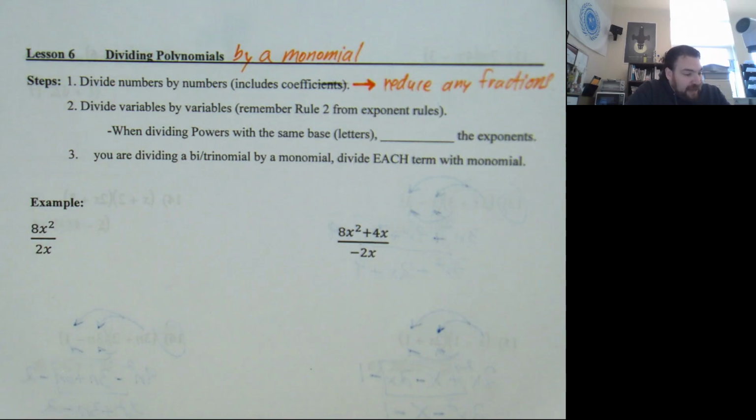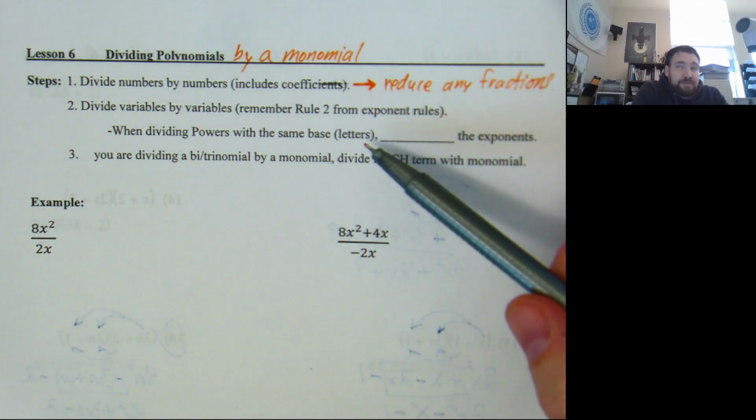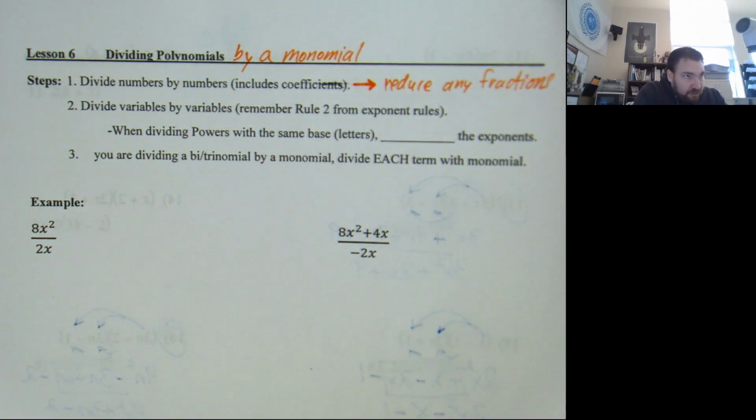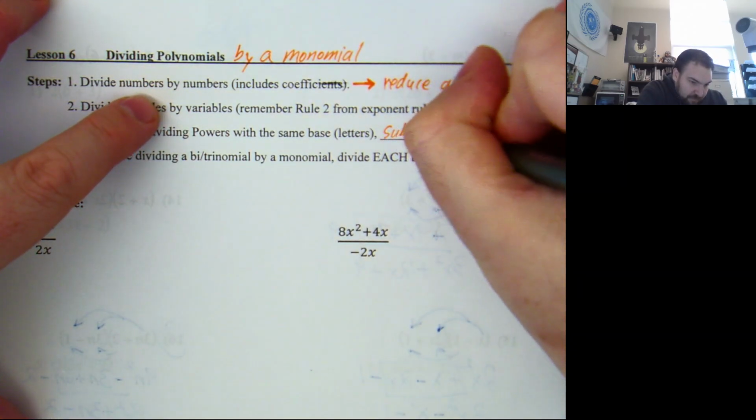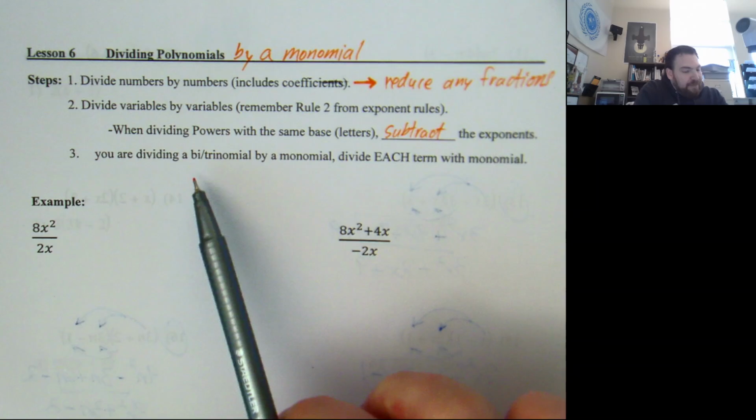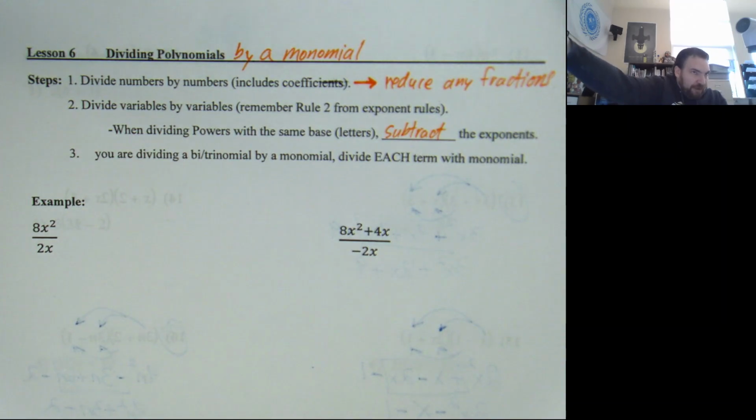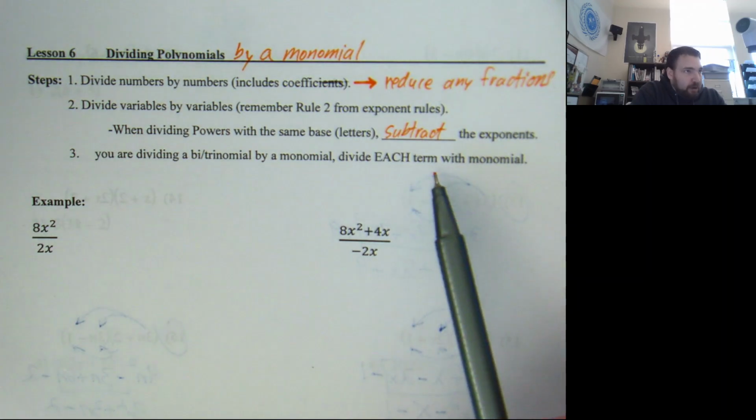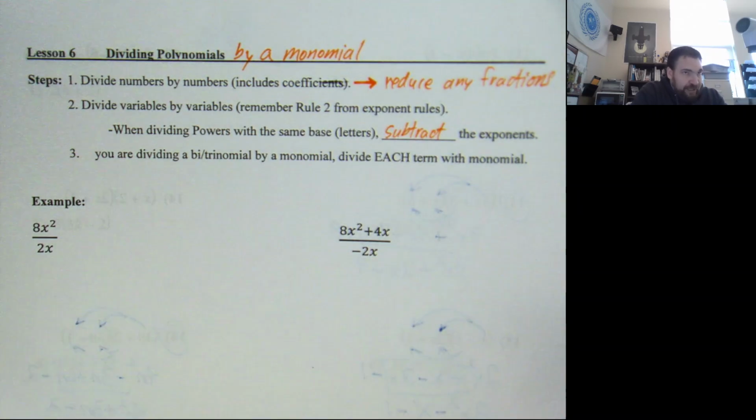Step 2 then is to divide the variables by the variables using rule 2 from our exponent laws. When dividing powers with the same base, what do we do with the exponents? We subtract them. Good. The only new piece to this is that when you have a binomial or a trinomial or any larger polynomial in the numerator, you have to make sure you divide each term by whatever your monomial is. That's the only extra piece here.